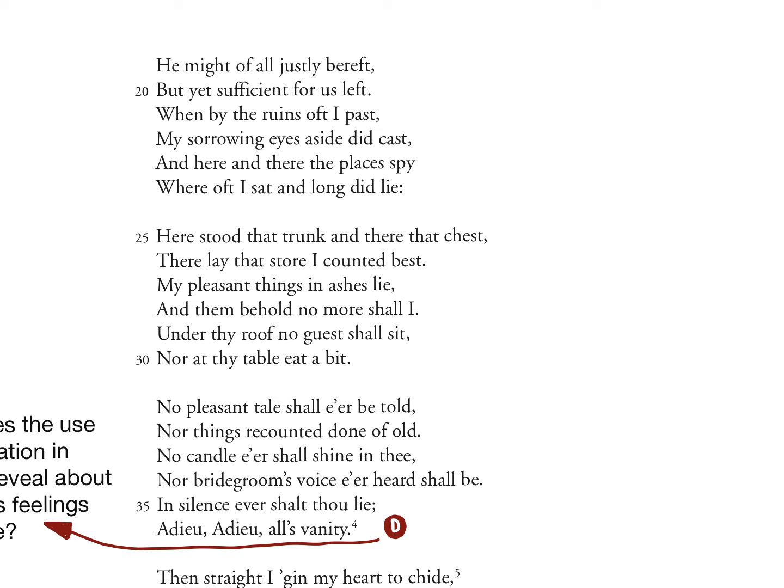Okay. And you write that it's lacking, it's barren, something's been taken. He might have all justly or rightly. If something is just, it is right. It's the way it's supposed to be. Okay, so he might have rightly taken my things. He left me sufficient things, and there's your inverted language. Yet "sufficient for us left" becomes "he left enough for us." He left what was sufficient.